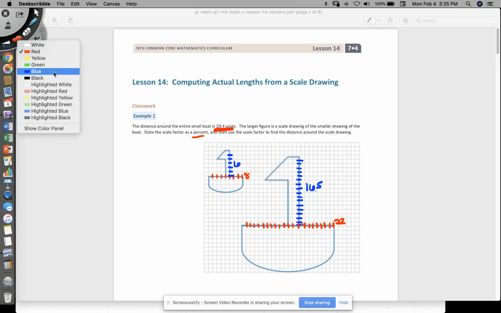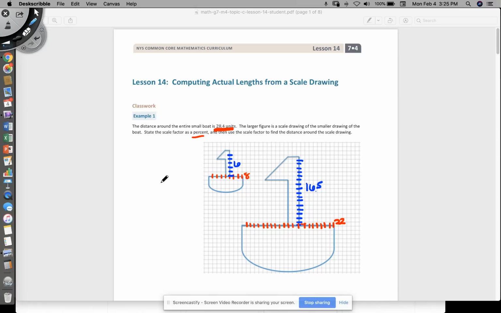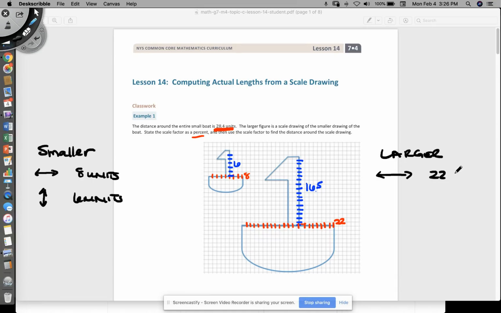All right, so now we need to find what our percent would be. So for the smaller boat, we found our horizontal distance of 8 units. And I'm just using pictures here to not have to write it. Our vertical units was 6 units. And then we have our larger image here, and its horizontal was 22 units, and the vertical was 16.5 units. So we're going to use these numbers.